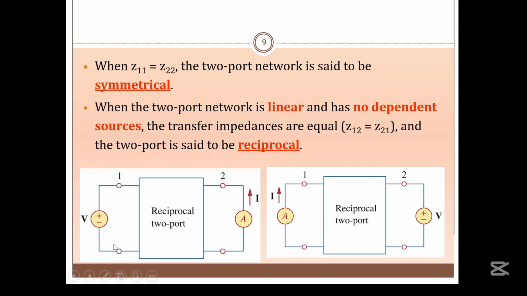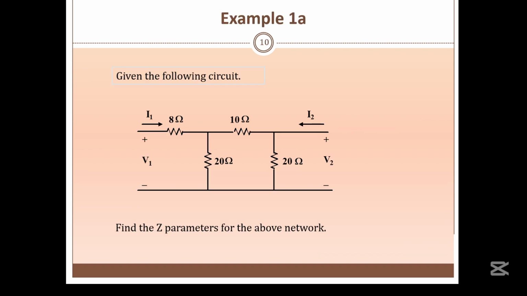Then some extra notes: when Z11 and Z22 are equal, the two-port is said to be symmetrical, and when Z12 and Z21 are equal, the two-port is said to be reciprocal. These are just some notes on the characteristics of the Z parameters.